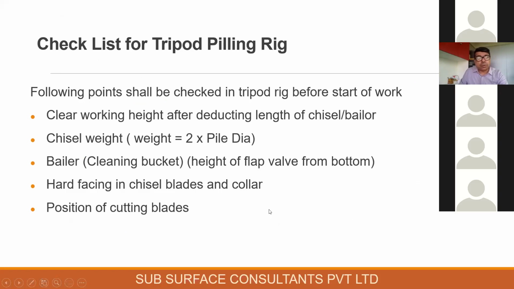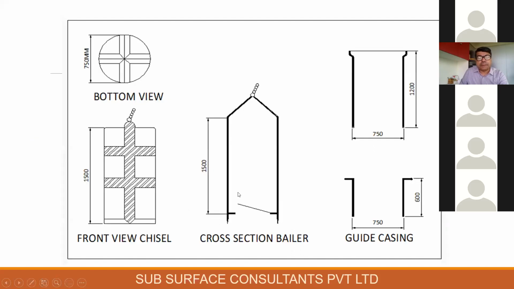So you can ask me why hard facing of the collar is required. Typically, collars are provided here. These are the collars. What tends to happen is, if the chisel is, let us say, 1500 mm long, and the length of the socket is something like 2 meters or 2.5 meters, then the chisel will fully go inside the rock.